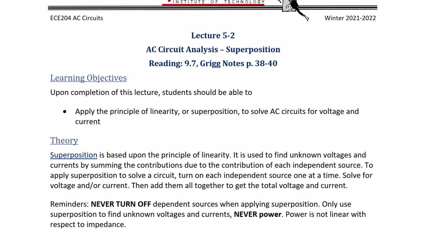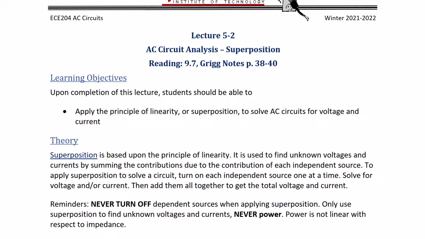circuits for voltage and current when there are sources with two different frequencies or two different sources in an AC circuit. Superposition is based upon the principle of linearity and is used to find unknown voltages and currents by summing the contribution due to each independent source applied on its own.